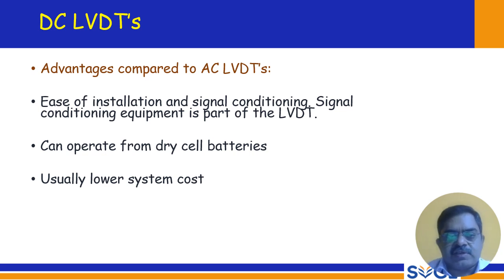When you compare DC LVDTs with AC LVDTs, these are the advantages: ease of installation and signal conditioning. Always when you are dealing with DC type devices, the signal conditioning is simpler. Signal conditioning equipment is part of the LVDT itself. They can operate from dry cell batteries, and usually have low system cost. DC devices are always cheaper.